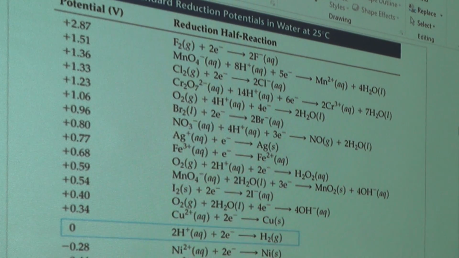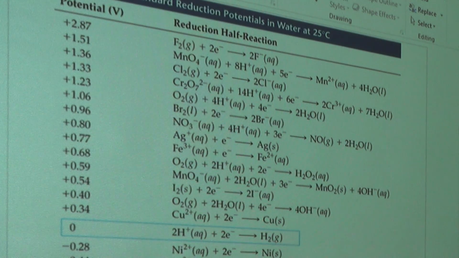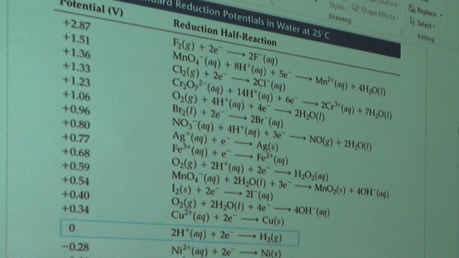What is that you are in the presence of? This is called a reduction potential table. And what does it give you? The reduction potential of everything. Is there such a thing as an oxidation potential table? No, there's no oxidation potential table. There's only a reduction potential table.